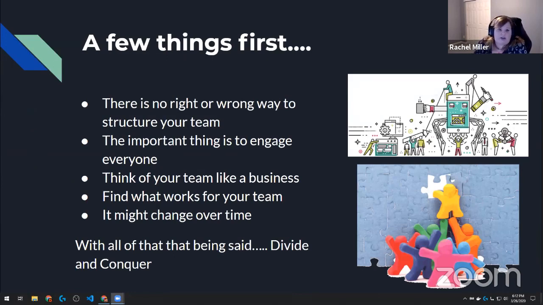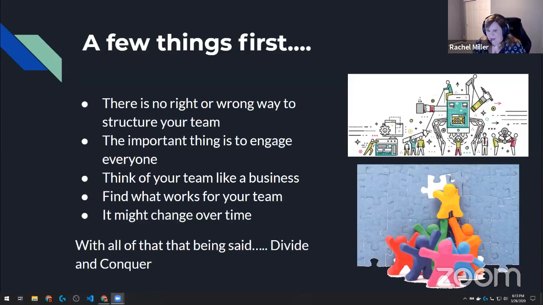So I want to hit a few things before we get started. First is there's no right or wrong way to structure a team. I used to get the question a lot when I was a senior mentor, or when this topic comes up: what's the right way to do it? What's the wrong way to do it? How do you do it? Can I copy you? Of course, you can copy exactly what my team does right now, but that might not work for your team. There is no right or wrong way. The big thing you need to do is figure out what works for your team. And that may take some time and that may take some trial and error.